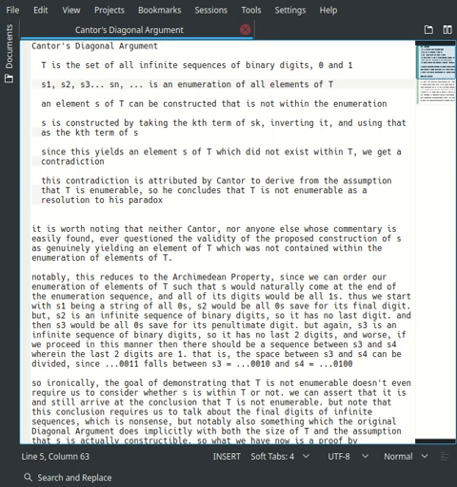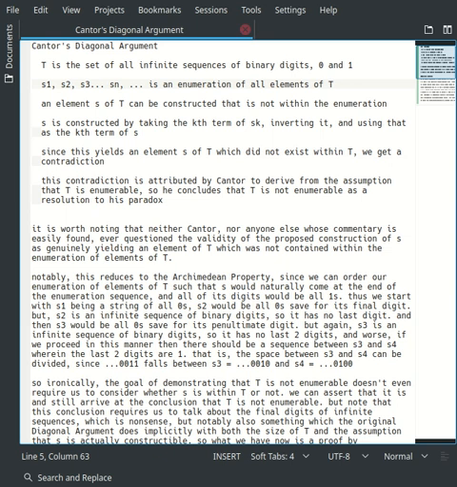S is constructed by taking the kth term of Sk, inverting it, so if it was 0 it goes to 1, if it was 1 it goes to 0, and using that as the kth term of S. So if S1 starts with 0, S starts with 1. Since this yields an element S of T which did not exist within T, we get a contradiction.